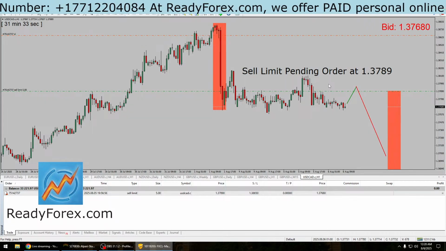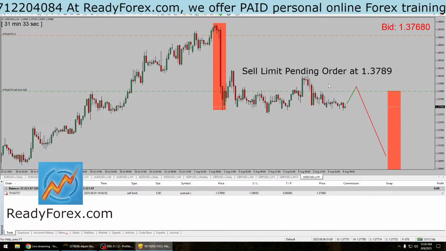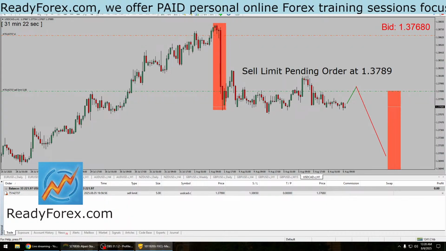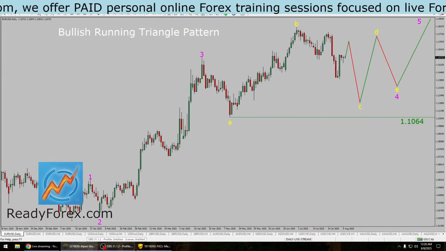The market is probably going to rise up in the USDCAD currency pair. This is a sell limit pending order. Next, let us do the market analysis. I'm going to start with the euro dollar currency pair.